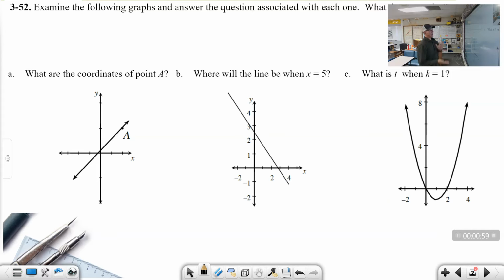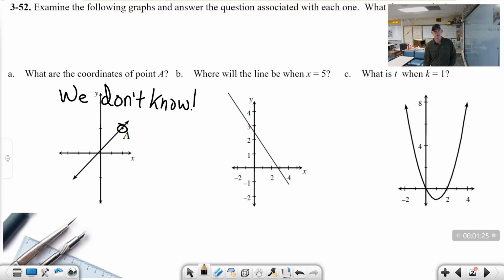Examine the following graphs and answer the questions associated with each one. Here we go. Letter A. What are the coordinates of point A? Correct answer? We don't know. So on the graph, I want you to write, we don't know.